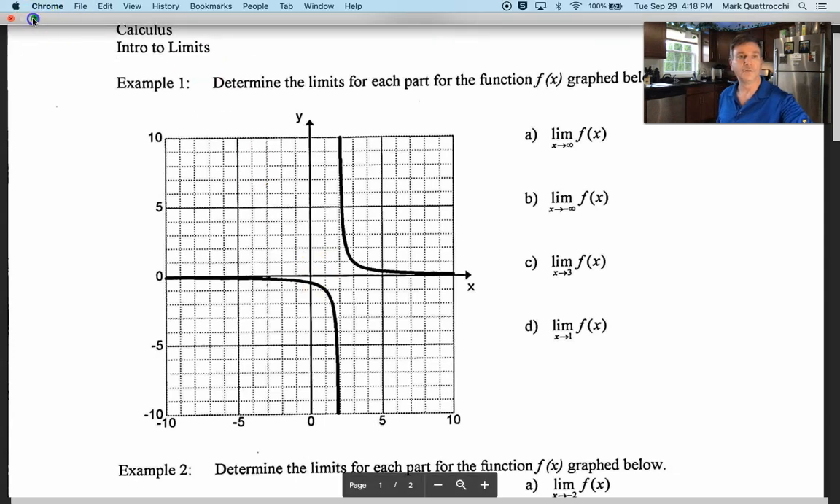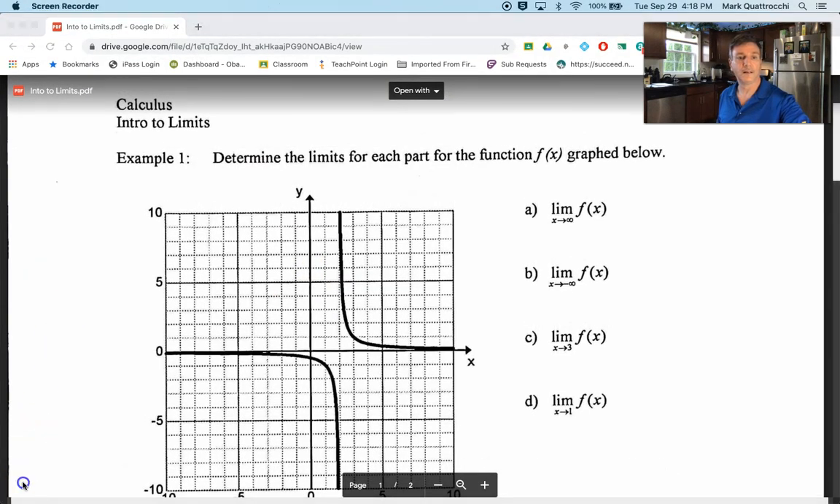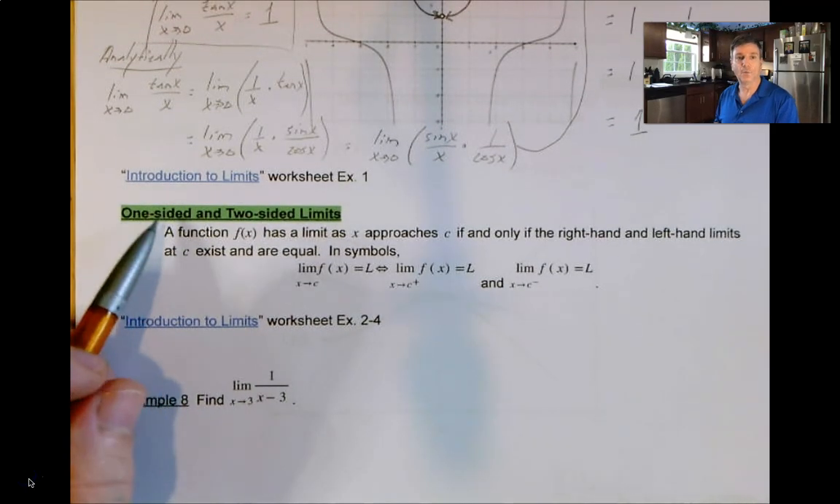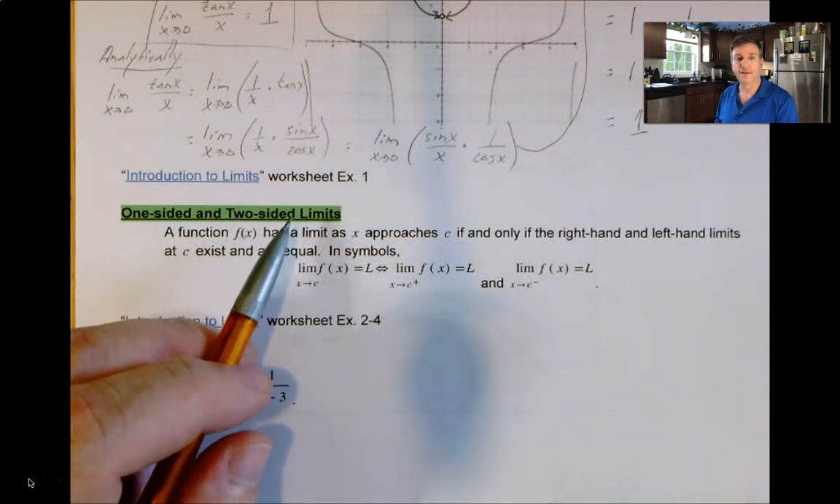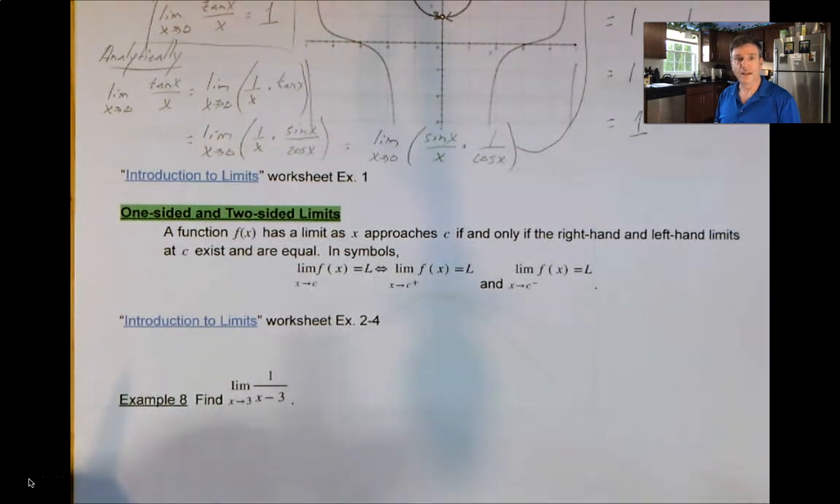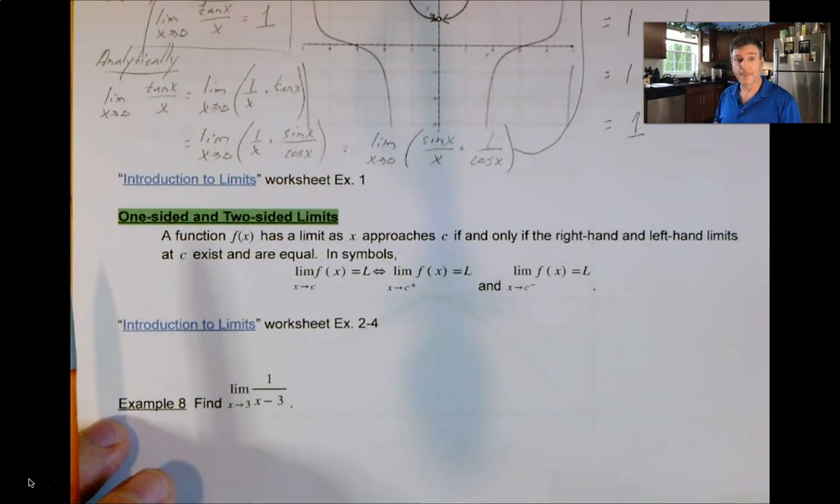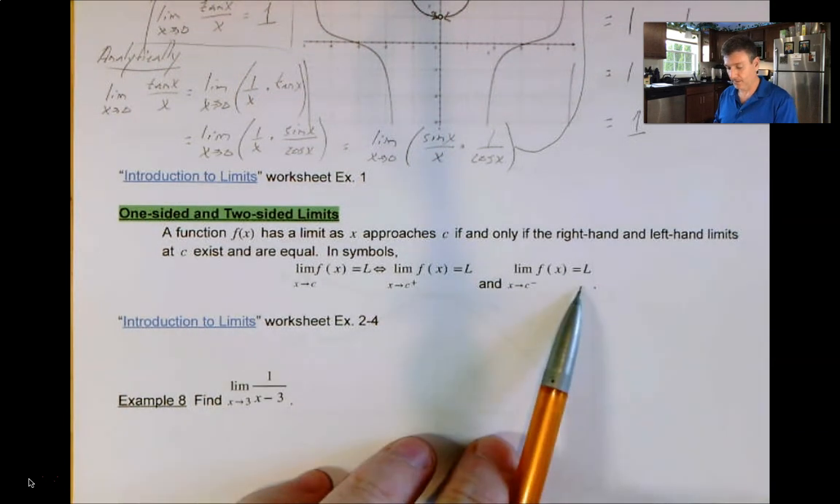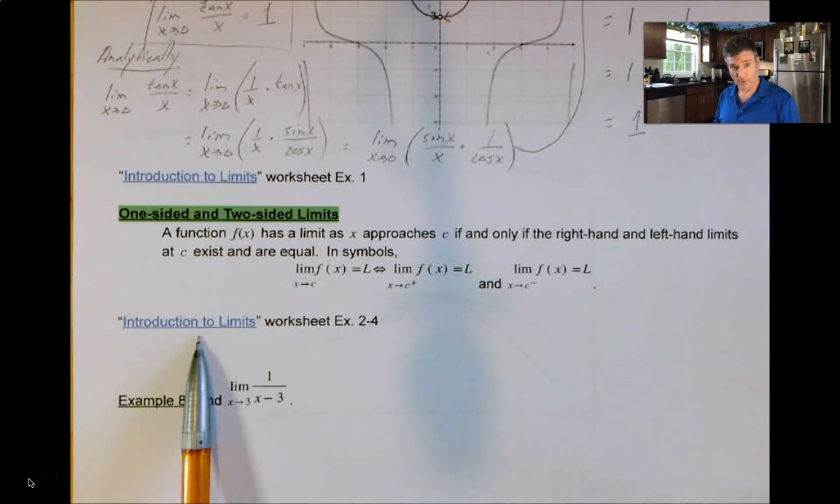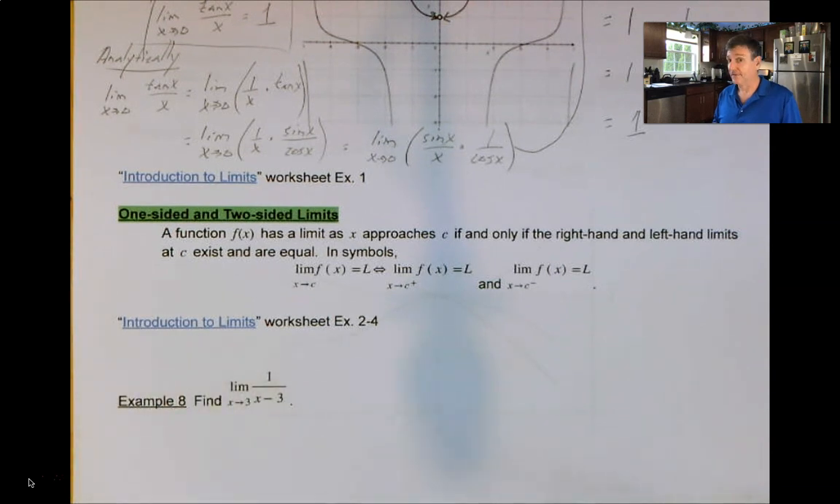Let me get out of full screen here. I'll pause this and get back to the notes. So now in the notes we're being introduced to the idea of one-sided and two-sided limits. So far I've shown you the two-sided limits where both the left and the right have to agree. If both the left and the right agree, then we have a two-sided limit. But let me show you some examples in the worksheet where the left and the right might not agree, and you have to figure out what that answer is.